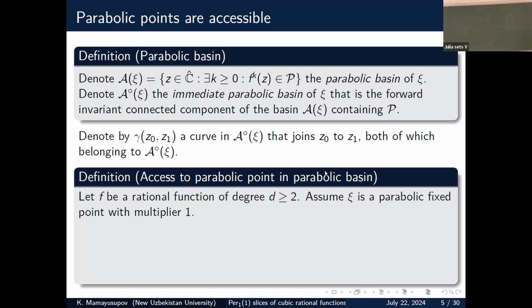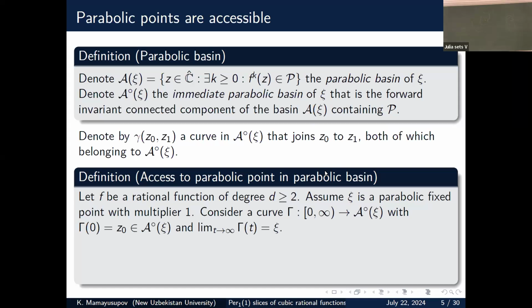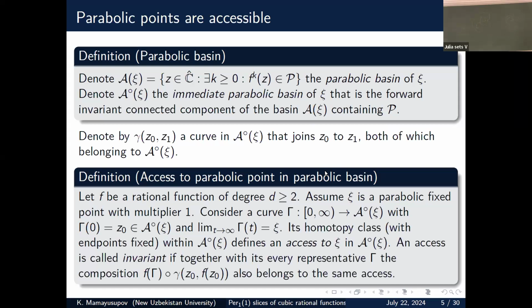So let me define what access is. You have a rational function of degree at least 2, and assume you have a parabolic fixed point with multiplier 1. And you consider any curve. So you fix some point, and you take any curve converging to the fixed point on the boundary. And now you take its homotopy class, you change this curve, and this homotopy class gives you some access. And this access is called invariant.